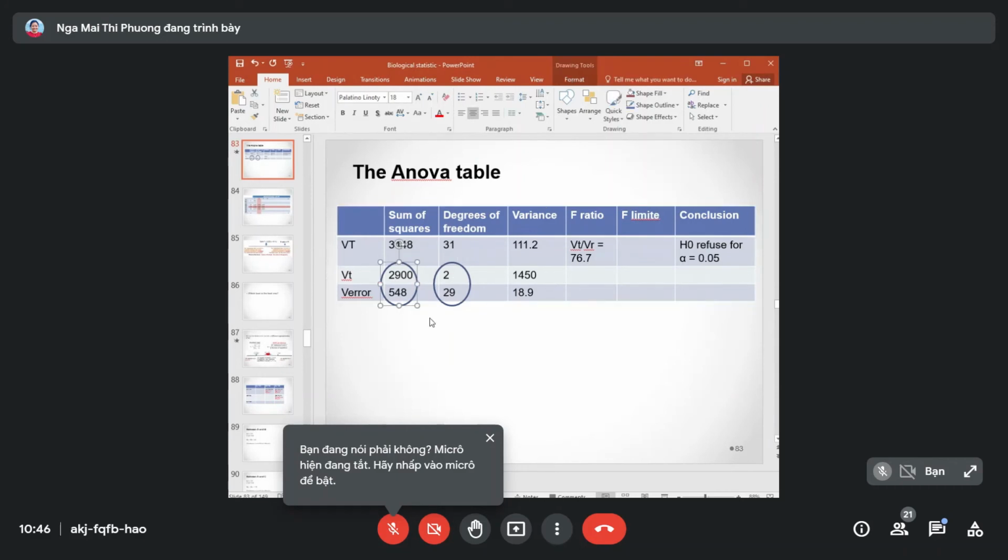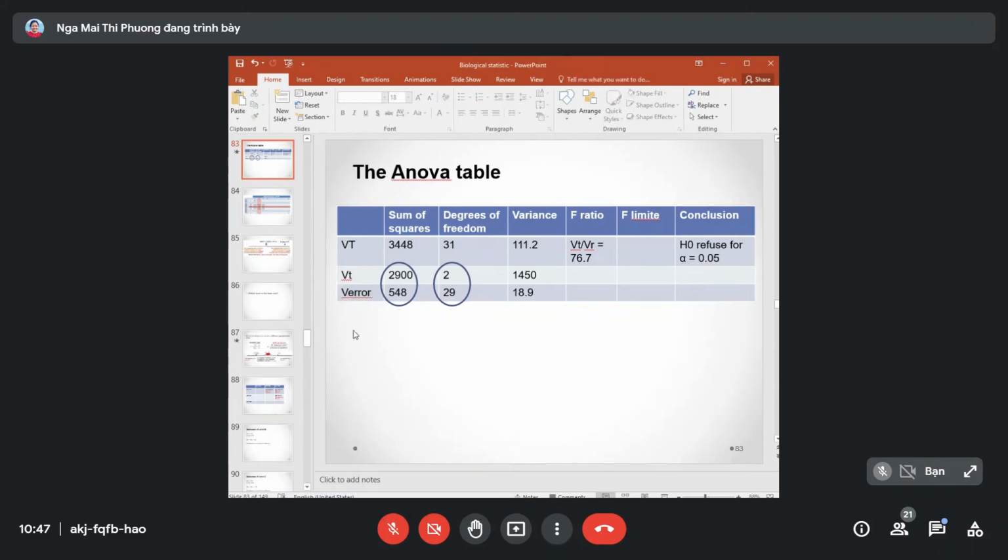Degree of freedom is the same. And to calculate the variance of error, you do it easily. You don't have to use the equation to calculate the sum of square of variance of error. Just do a very simple step. Take the sum of square of variance total minus the sum of square of variance of treatment. Degree of freedom the same. Okay?